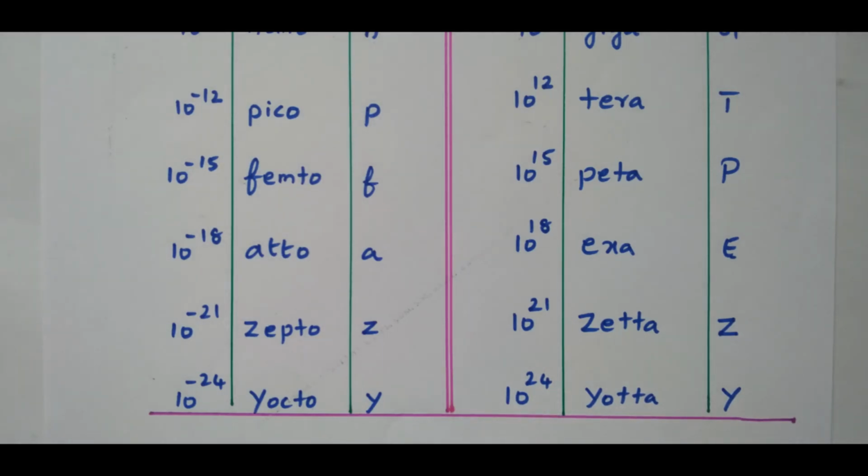So in this video we discussed what is an SI unit, what are SI base units, what are derived units, and we discussed the 7 base units, 22 derived units, and also multiples and submultiples.